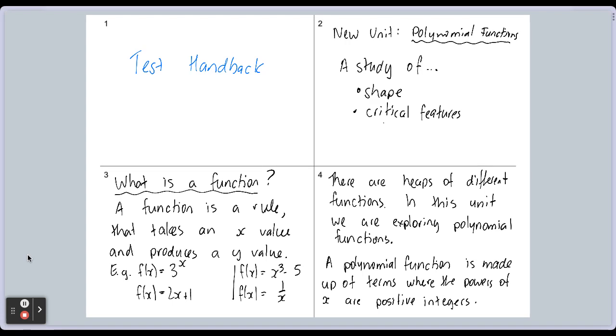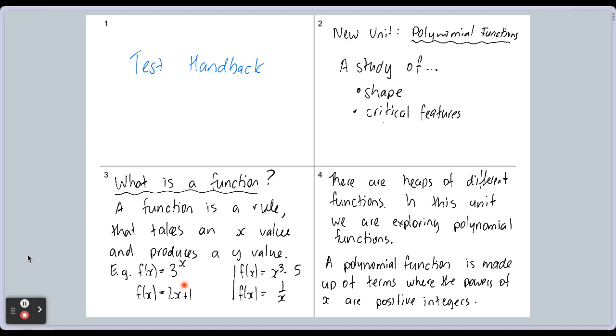So, of the list here, is this a polynomial function? No, because the x is a power. It's not a term to a power. The x is the power. So that is not a polynomial function.